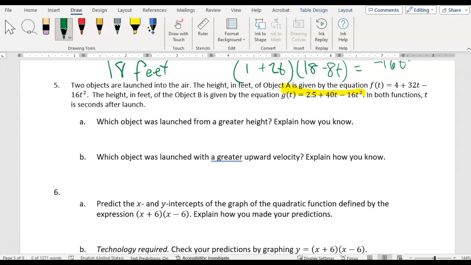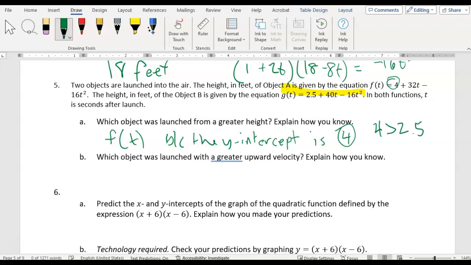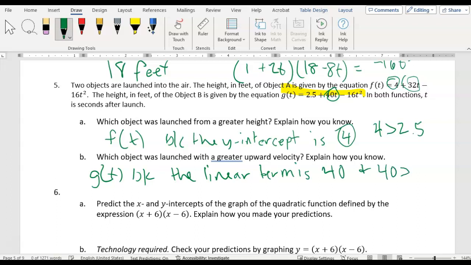Explain how you know. So f of t was launched from a greater height, and I know because the y-intercept is 4. The constant is 4, so the y-intercept is 4. And the other one is 2.5. And 4 is greater than 2.5. Which object was launched with a greater upward velocity? So here now I'm looking at the linear term, and so that would be g of t, because the linear term is 40, and 40 is greater than 32.